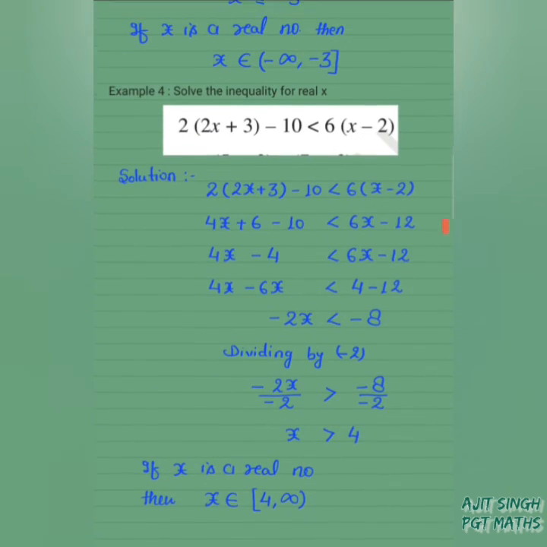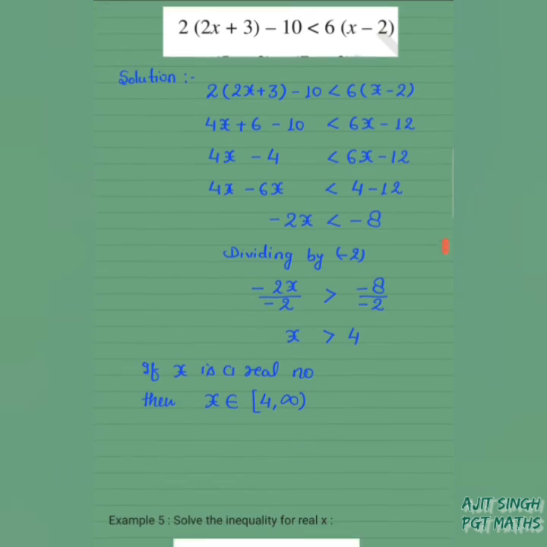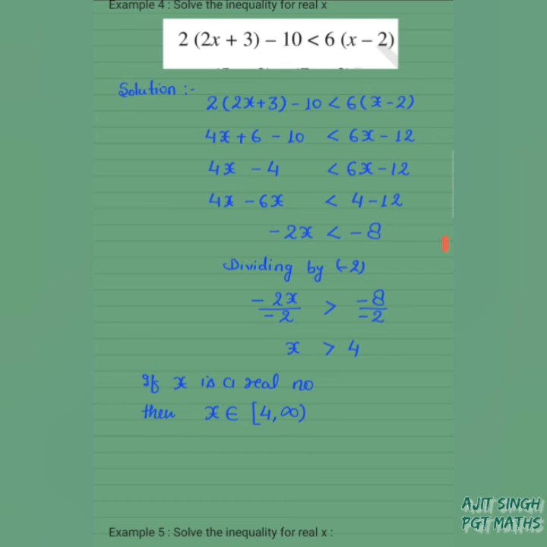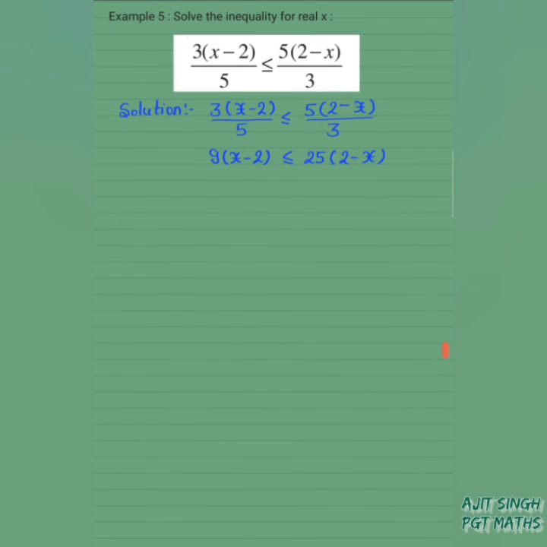You can see there is only a little difference in the sign of inequality. That was the less than sign, and now we have the less than or equal to sign. So 9 times of x minus 2 less than or equal to 25 times of 2 minus x. So 9x minus 18 less than or equal to 50 minus 25x.